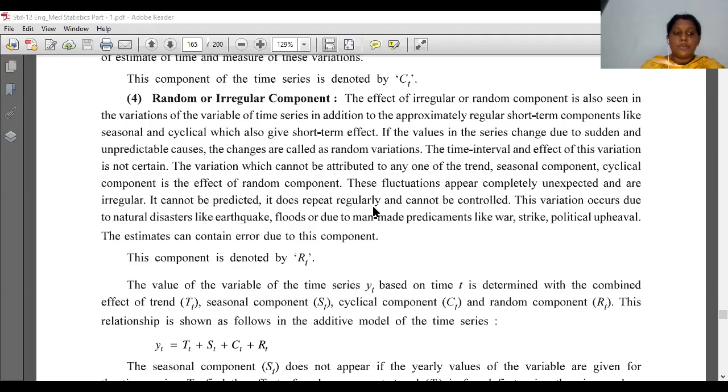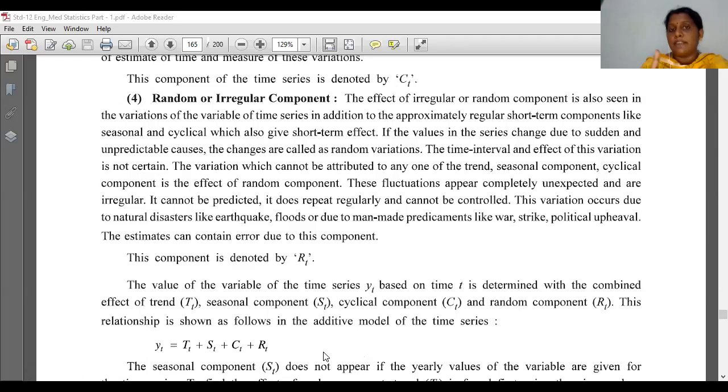These variations occur due to natural disasters like earthquakes or floods, or due to man-made predicaments like strikes and political upheavals. The random or irregular component is denoted by RT. Now, the value of the variable of the time series yt, based on time t, is determined with the combined effect of trend, that is TT, seasonal component ST, cyclical component CT, and random component RT. This relation is shown as follows in the additive model.